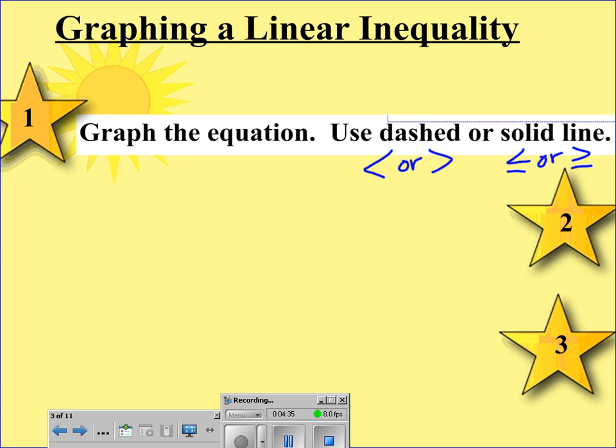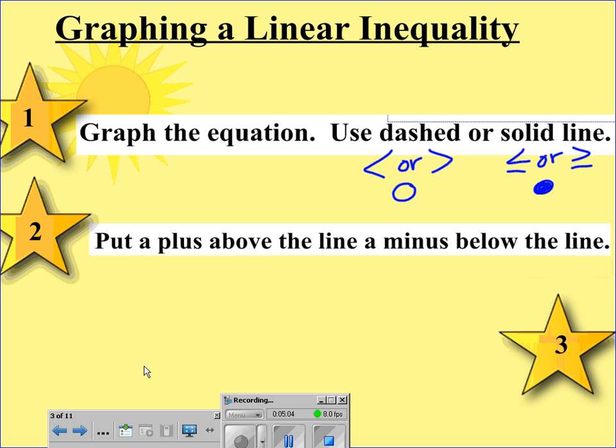This is along the same lines of using an open circle or a closed circle when we're doing number line inequalities. So an open circle is kind of like a dashed line. We don't include what's on the line, but we include everything else. And a solid line is kind of like a filled-in dot for our purposes.